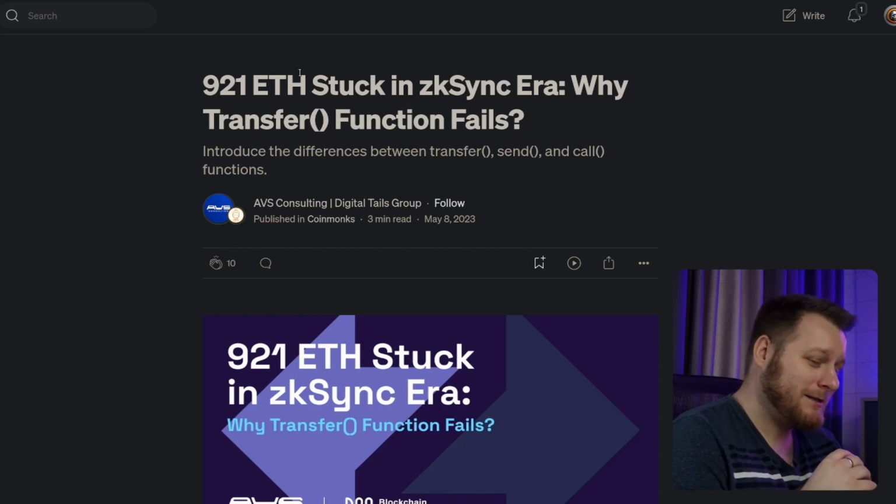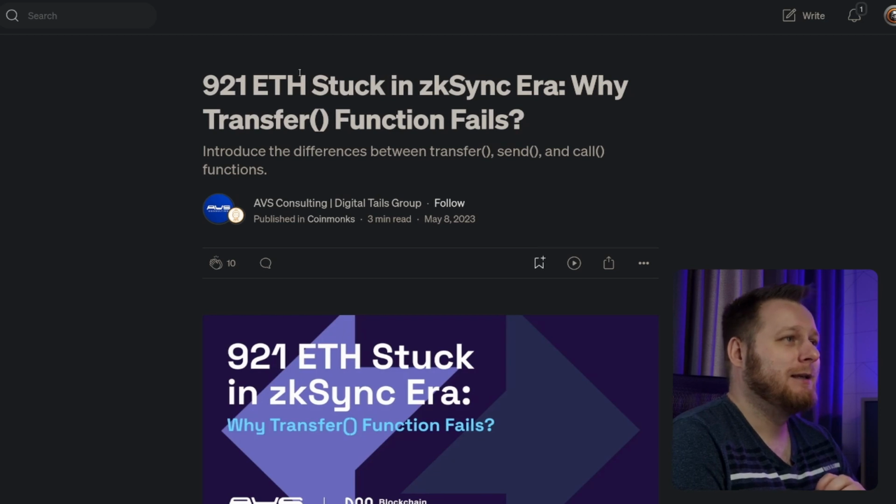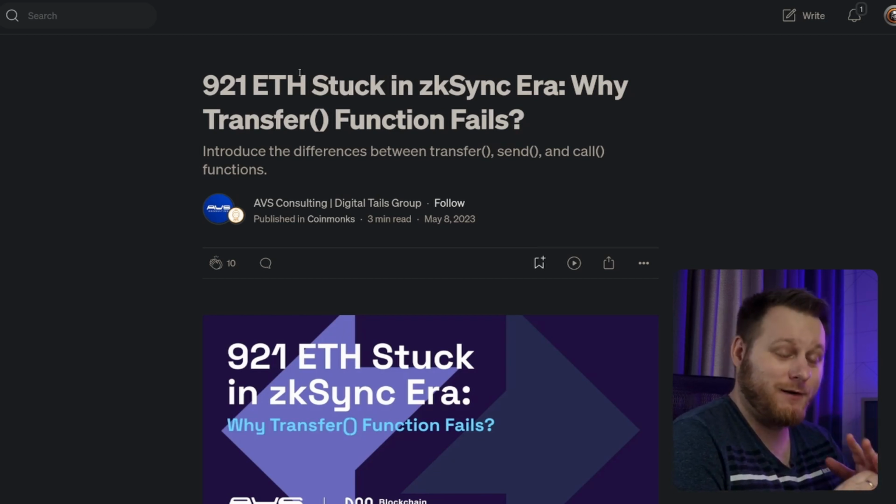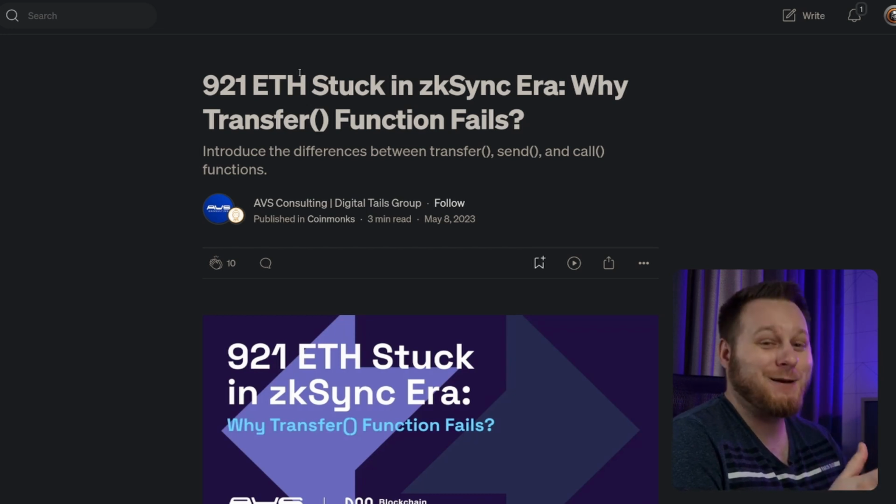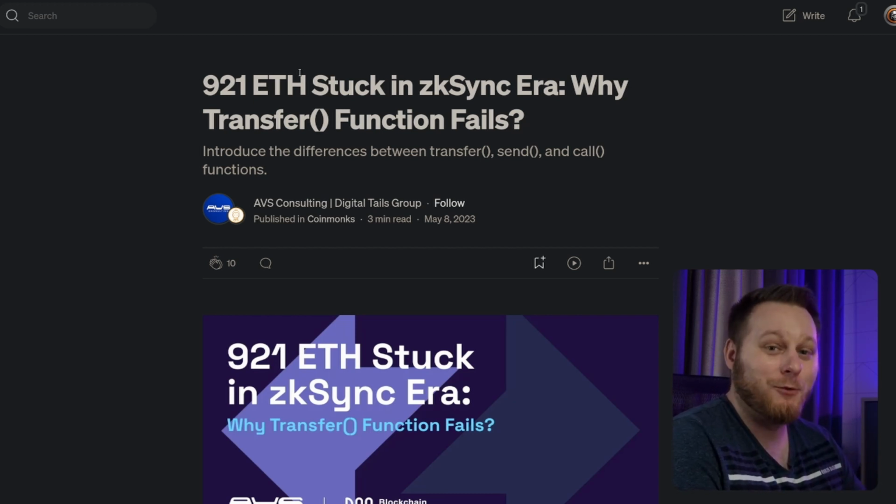In case of zkSync, the problem was that the team of zkSync had their funds locked, nearly 1,000 ether, because they used transfer themselves and they did not verify that it would work on zkSync.